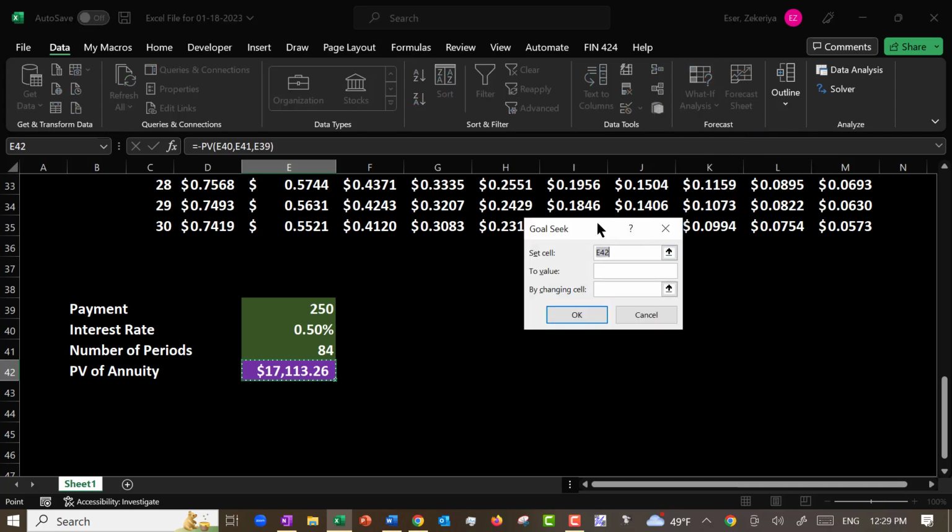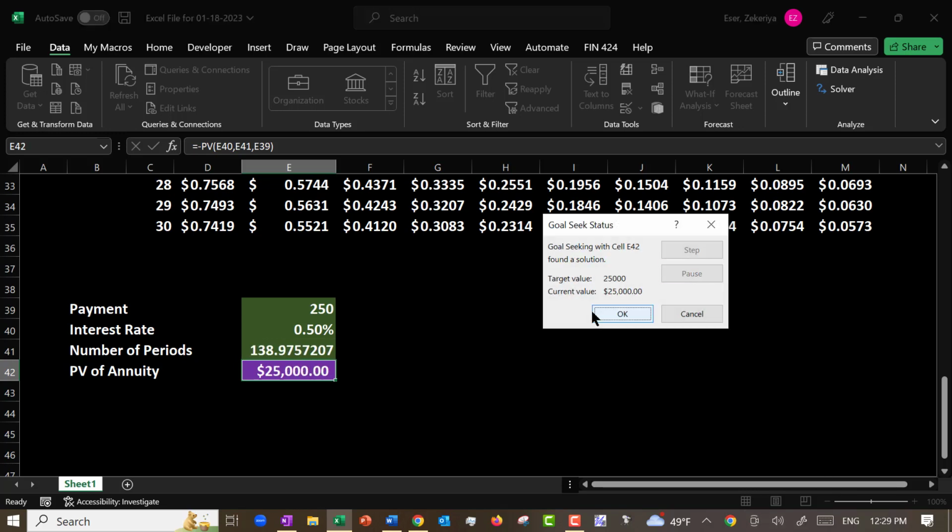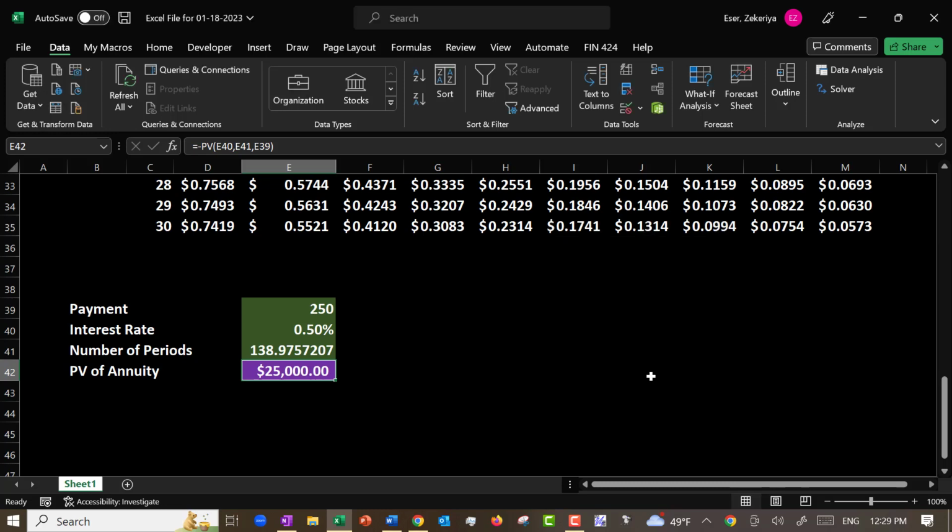It has 3 arguments. The first one is, what's your target? I want to make this cell 25,000, okay? And what is one thing that I'm free to vary around? Because I'm telling you, payment is going to be $250, interest rate is going to be 0.5%. That's the thing I need to change. Hit OK. Done. It basically says, if you want that car, you're going to have to make payments for about 11 and a half years. You just solve the problem.